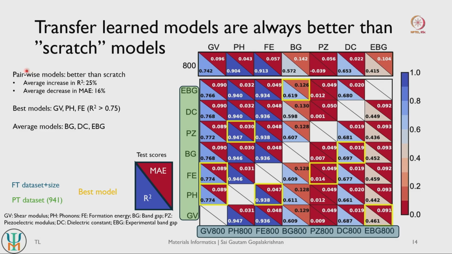The first is that we find that pairwise transfer learned models do better when data set sizes are capped. So we cap the pre-training data set size to 941, fine tuning data set size to 800. When both of these are capped, we find that pairwise transfer learned models are always better than scratch. So the average increase in R2 scores is about 25%. The average decrease in mean absolute errors is about 16%. So you get anywhere between 16 to 25% improvement on average across transfer learned models compared to your scratch models.